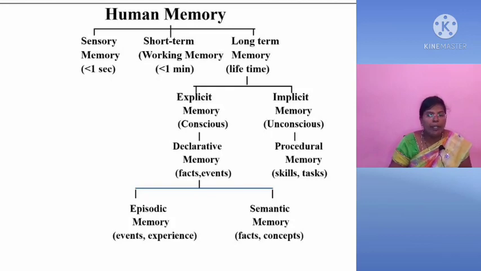Okay? Human memory has been divided into how many parts? Three parts. First one is sensory memory, short term memory, long term memory. This long term memory is again subdivided into two parts, explicit memory and implicit memory. Explicit memory is again divided into declarative memory. This declarative memory is subdivided into two parts, episodic and semantic memory. Implicit memory is divided into only one part, procedural memory. Okay? So now we will go for questions and answers.